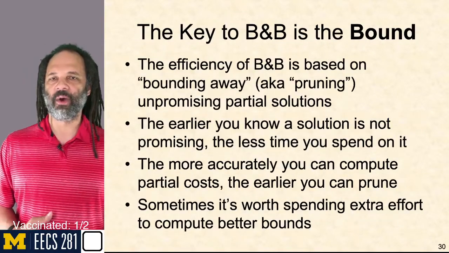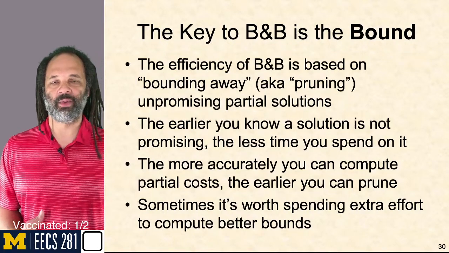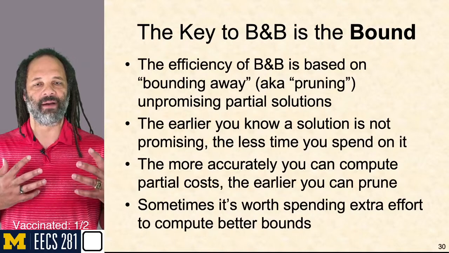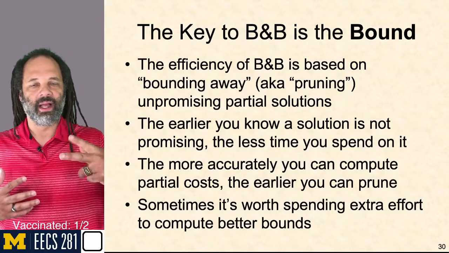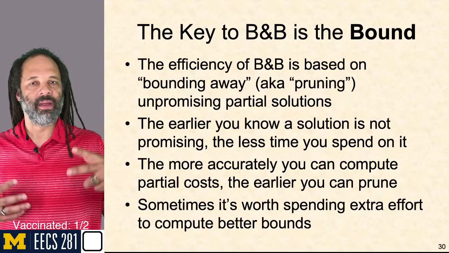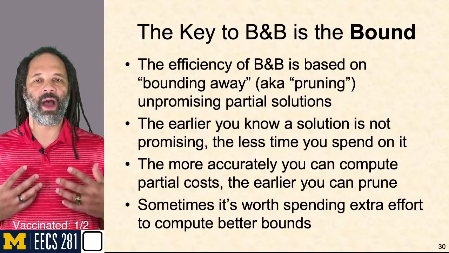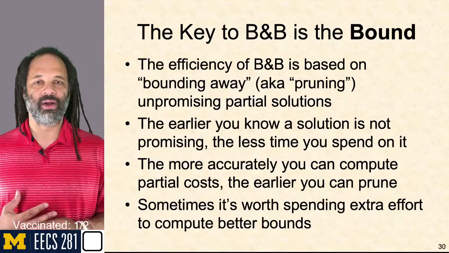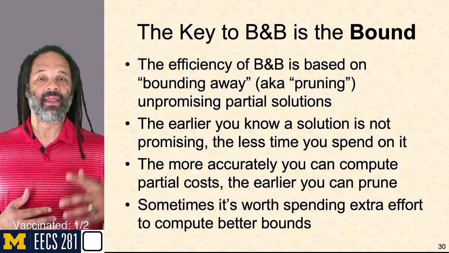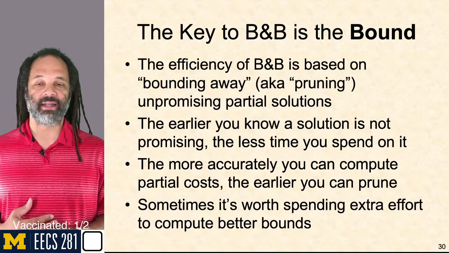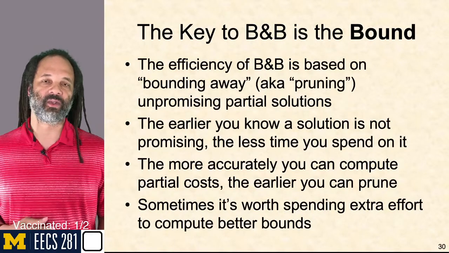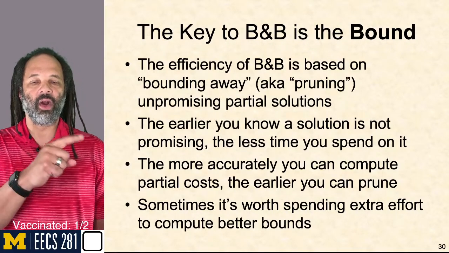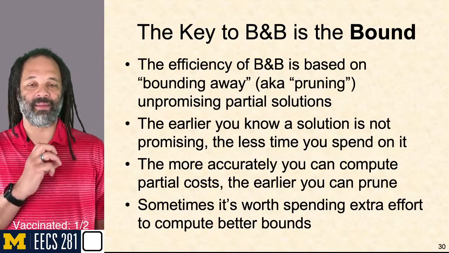The key, of course, to branch and bound is the bounding part. It's what makes it not be backtracking. So the efficiency of this pruning comes from whenever I can prune, the better. So the more I can bound away because I'm saying this estimate is bad, or this estimate says this trip looks bad, the more I can prune, the faster my search gets. The more unpromising partial solutions I don't have to look at, the faster I get done. So the earlier I know a solution is not promising, the less time I waste.